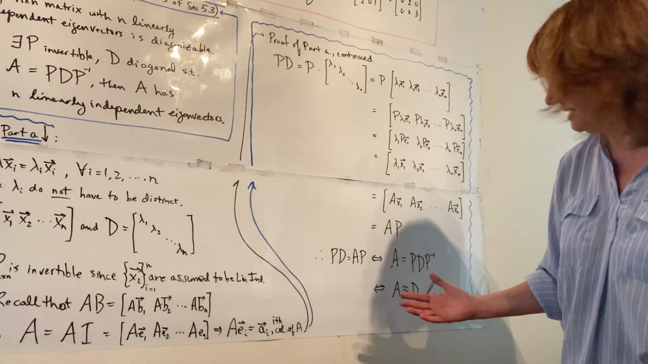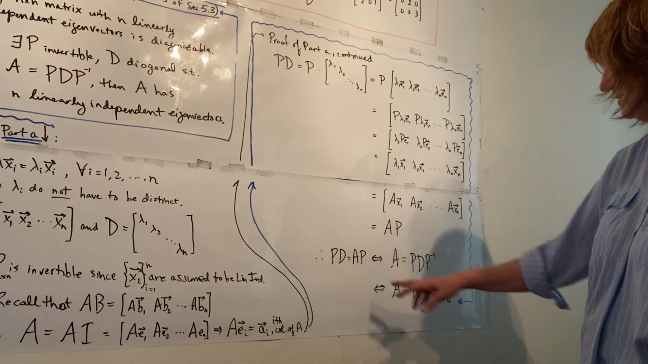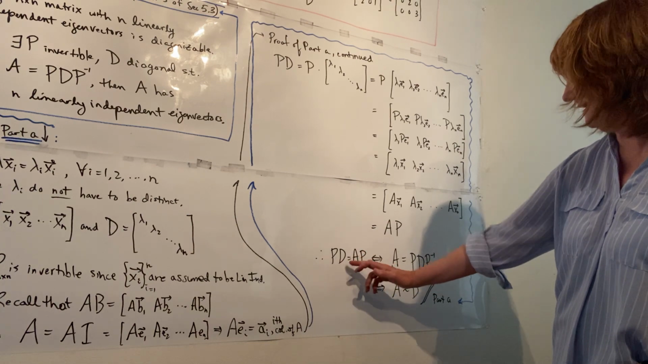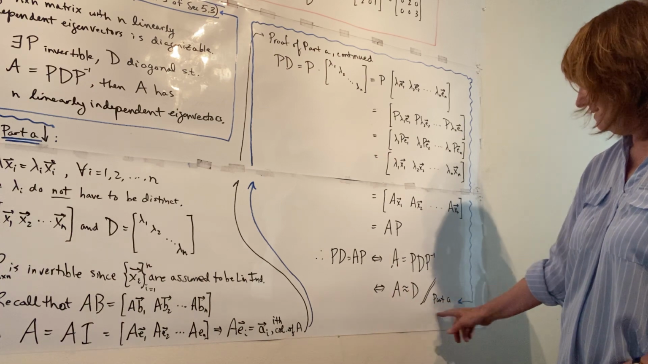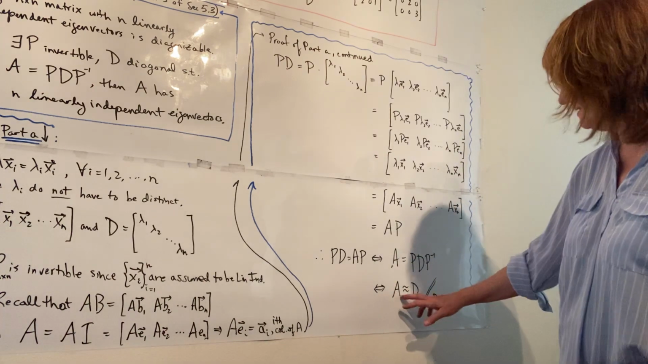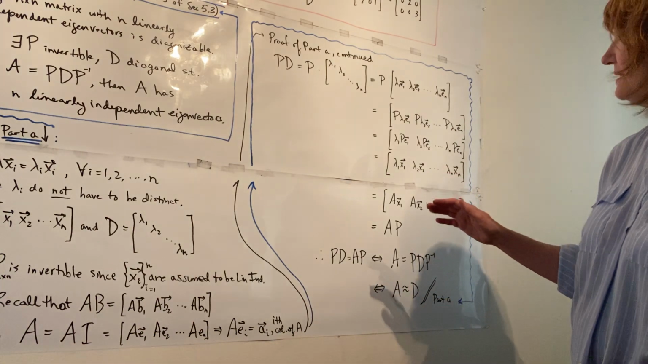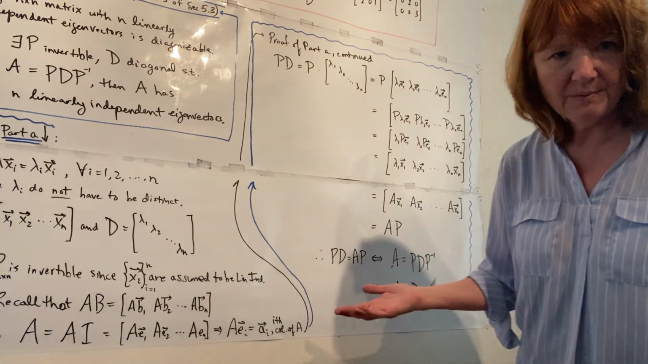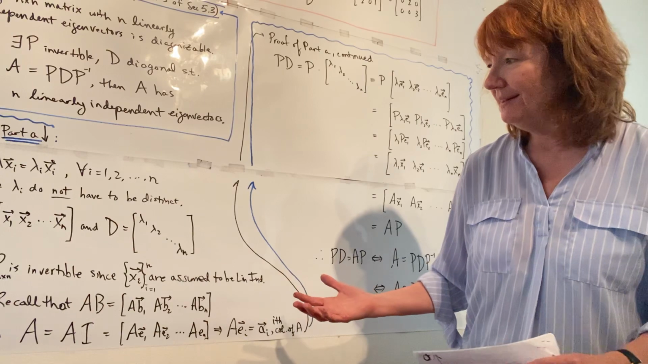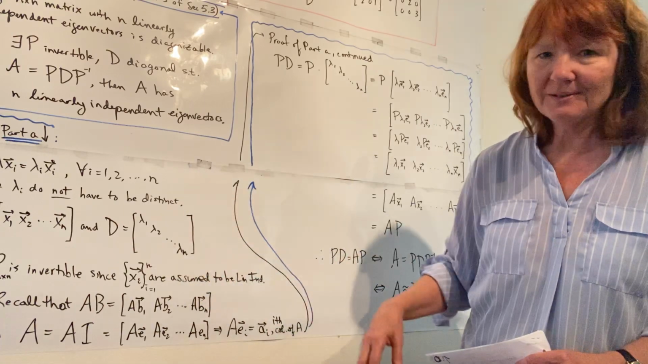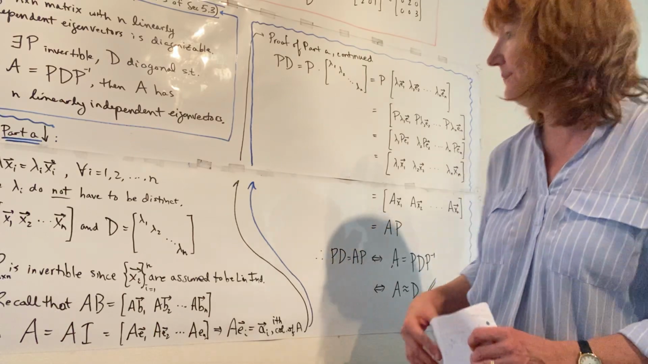Because remember, P, we proved it, is invertible. Yes, I'm solving for A here by multiplying both sides on the left by P inverse. So therefore A is similar to D, and that's the end. A is diagonalizable. It's similar to a diagonal matrix. So if you have n linearly independent eigenvectors, you can easily, if you already have them in hand, create your diagonal matrix D and your invertible matrix P out of the eigenvectors and eigenvalues.